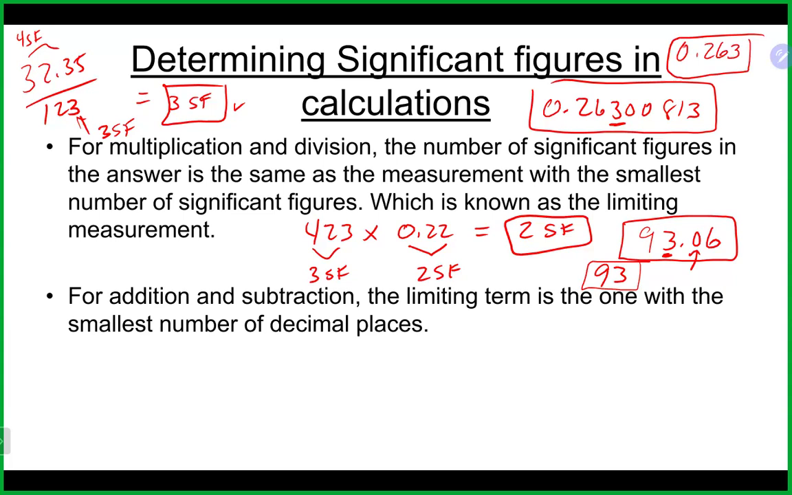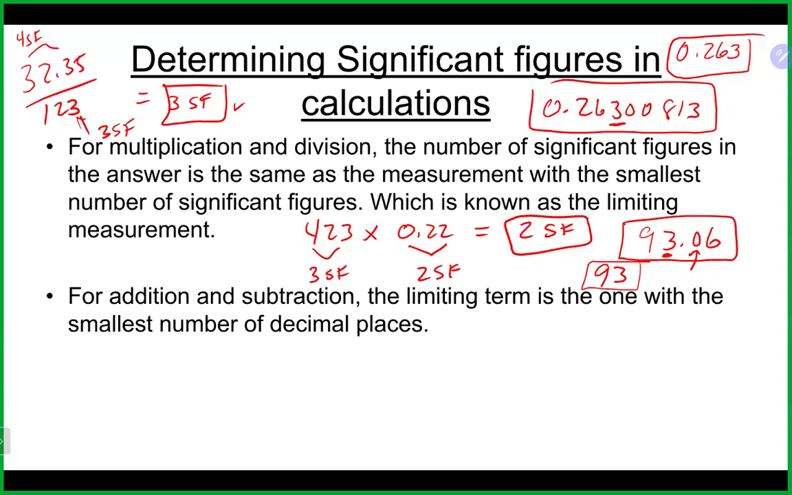So if you're multiplying or dividing in a calculation and you want to know how far you should take that answer, it is the least number of significant figures that your answer should have. Any questions on that there?